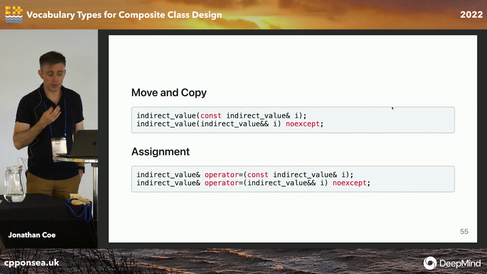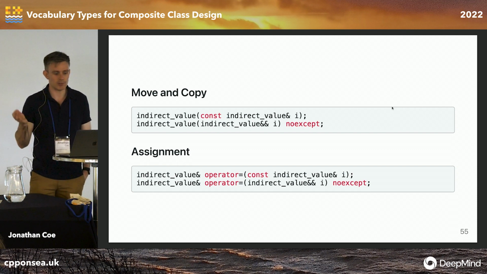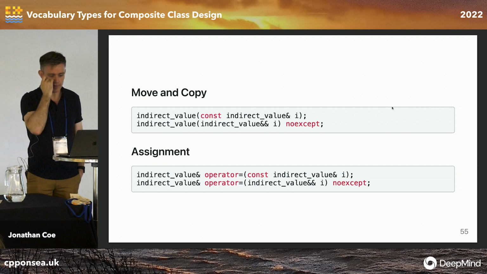We've got move and copy, which are now much simpler because we don't have to interact with any derived objects. We've got no class hierarchies to worry about. So move and copy and assign are all quite simple, straightforward.